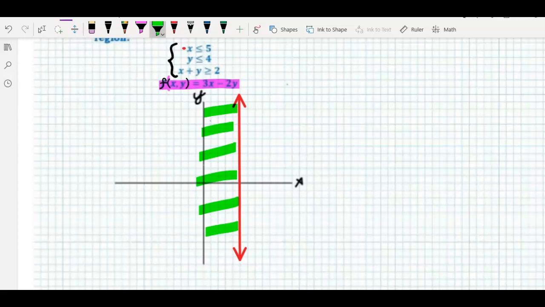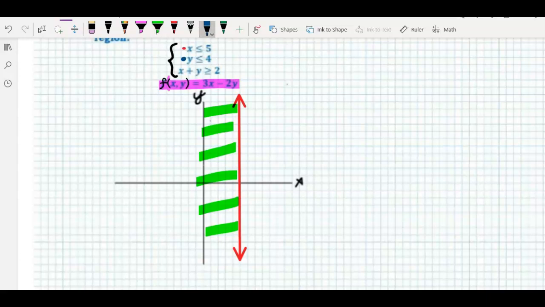Notice I'm not doing a lot of shading. I'm just getting a direction. When you have a lot of constraints on the same graph, sometimes the shading can get confusing. So I just want to mark that it's going to be to the left side of that line.